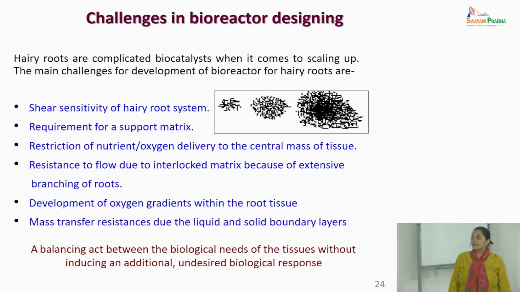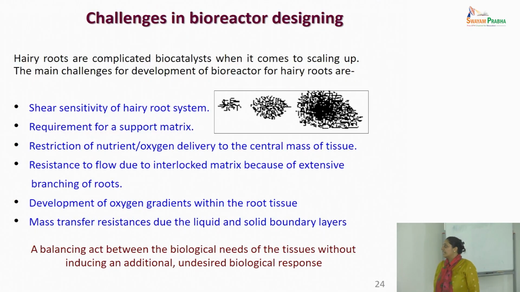So it looks very straightforward in books. When you do a bioreactor design and analysis course, the concepts will be there, but you need to work around multiple factors. You need to be passionate about your system. You need to really think methodically and systematically about what can be the reason, and design your experiments accordingly. So it's a balancing act between the biological needs of the tissue without inducing any additional or undesirable biological response.